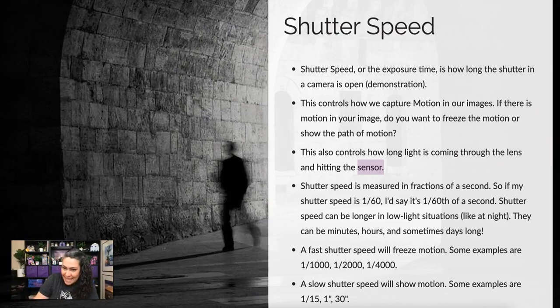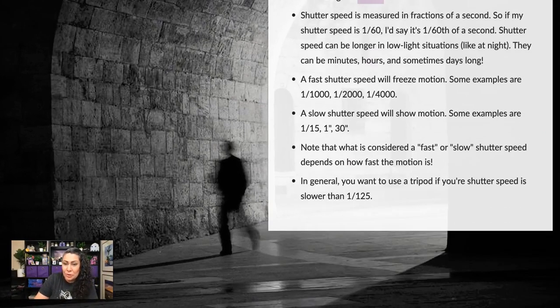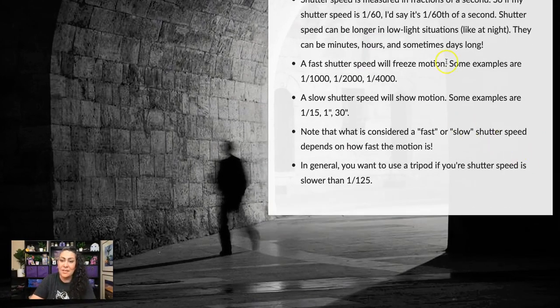Now, like I said, a fast shutter speed will freeze motion. Some examples are 1,000th of a second, 1/2000th of a second, 1/4000th of a second. Most film cameras, at least the SLRs we're using, are going to go up to 1/1000th of a second. A slow shutter speed is going to show motion. Some examples are 1/15th of a second, 1 second, 30 seconds.